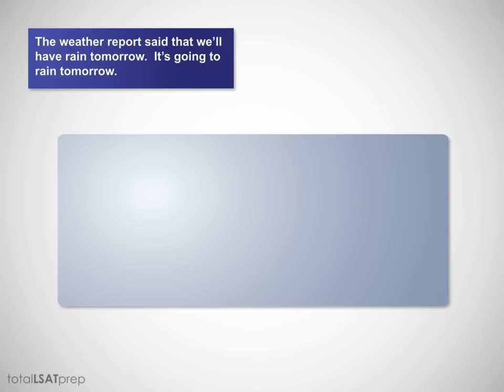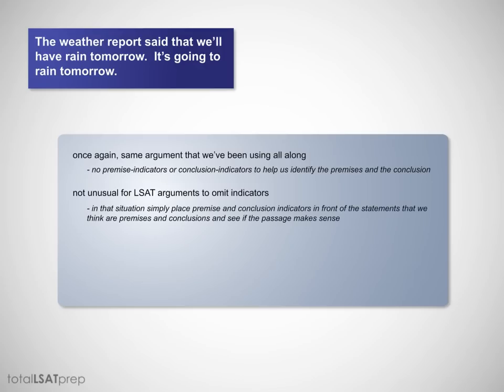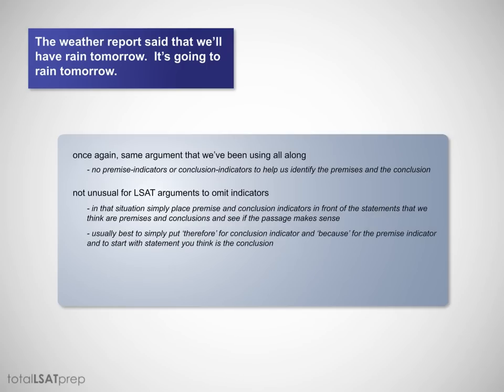Okay, now let's take a look at how we've changed the passage once again. It says, the weather report said that we'll have rain tomorrow. It's going to rain tomorrow. Once again, this is the same argument that we've been using all along. But there are no premise indicators or conclusion indicators to help us identify the premises and the conclusion. Now, it is not unusual for LSAT arguments to omit indicators. In that situation, simply place premise and conclusion indicators in front of the statements that we think are premises and conclusions and see if the passage makes sense. Usually, it's best to simply put therefore for conclusion indicators and because for the premise indicator, and to start with the statement you think is the conclusion.